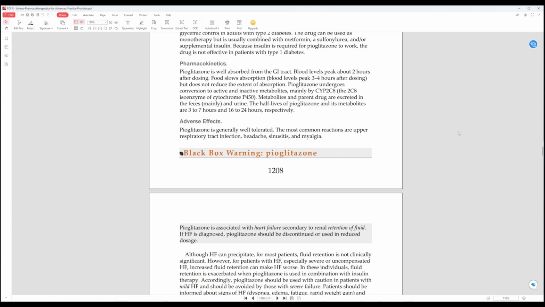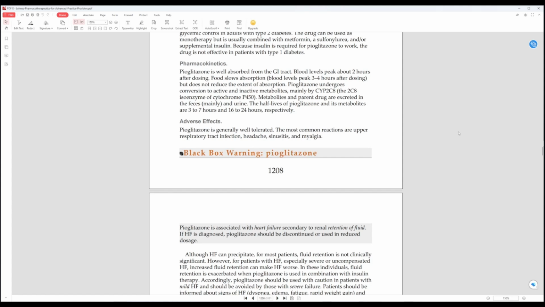Its pharmacokinetics. Pioglitazone is well absorbed from the GI tract. Blood levels peak about 2 hours after dosing. Food slows absorption, so blood levels peak 3 to 4 hours after dosing, but does not reduce the extent of absorption. Pioglitazone undergoes conversion to active and inactive metabolites, mainly by CYP2C8. Metabolites and parent drug are excreted in the feces and urine. The half-lives of pioglitazone and its metabolites are 3 to 7 hours and 16 to 24 hours, respectively.